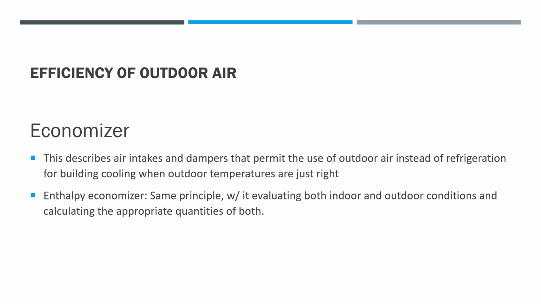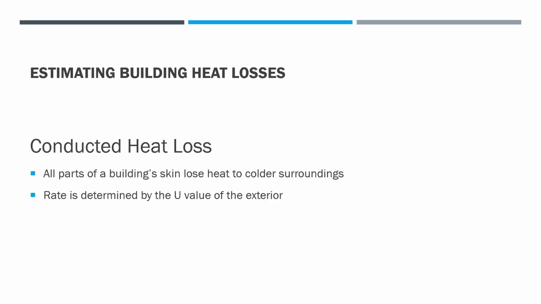So that's pretty interesting. And again, this is talking about heat gain and loss in buildings too. So ventilation, infiltration, and direction of heat flow are going to be some of the main ideas we're talking about here. And I'm going to get to the 4 special cases in a second. So heat loss. All parts of the building's skin lose heat to colder surroundings. I mean, this is obvious. If it's cold outside, heat inside the building wants to flow outside. And the rate is determined by the U value, the conductance of the exterior.